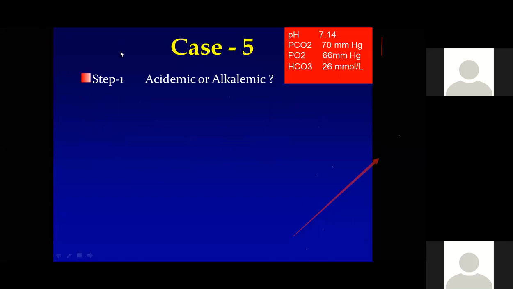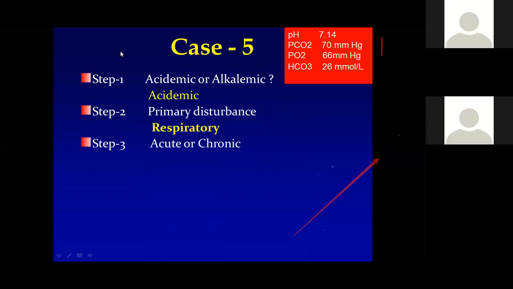Acute acidosis. Very good. Acidemia. So is the primary abnormality respiratory or metabolic? It is the respiratory system. Whether it is acute or chronic, we'll apply the formula and see: 0.008 into 70 minus 40, that is 0.24. So 7.4 minus 0.24 is equal to 7.16.